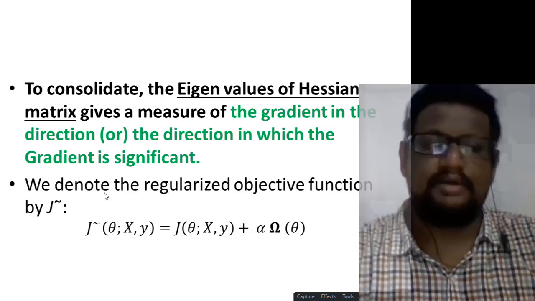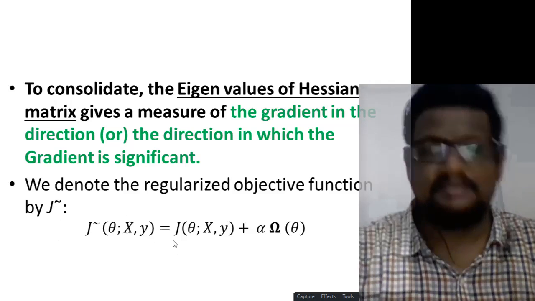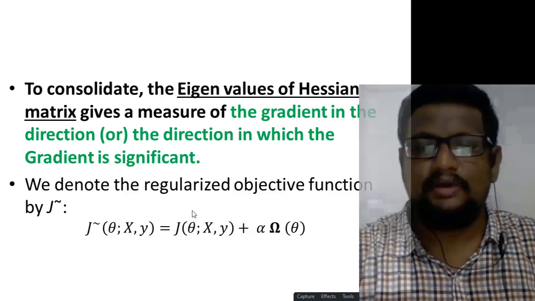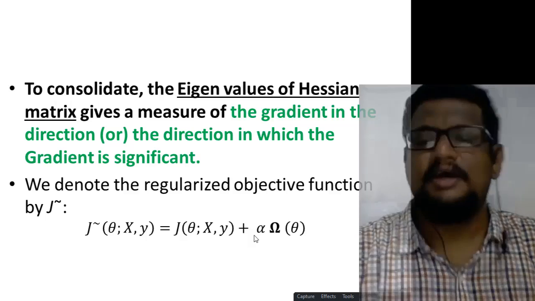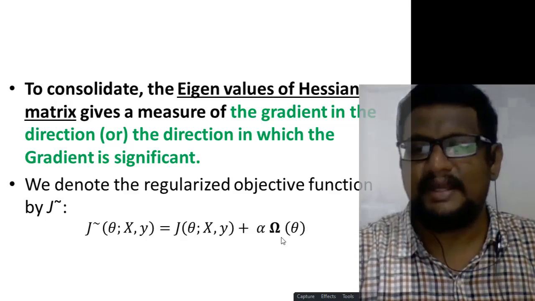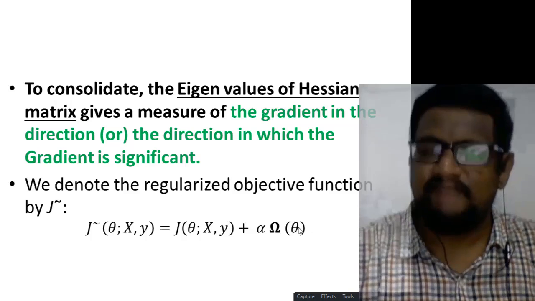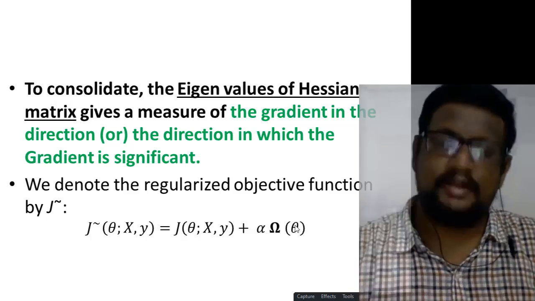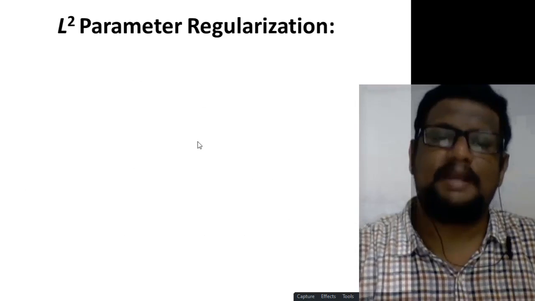So we denote the regularization objective function by J cap. This is what we already saw. J is the unregularized objective and J cap is the regularized objective. And alpha is a hyperparameter that shows our interest for regularization. And omega of theta is the penalty term that is used for regularization. So theta is nothing but the weights we are using here as input for regularization. So then, L2 parameter regularization.